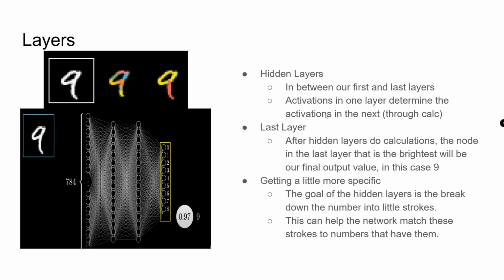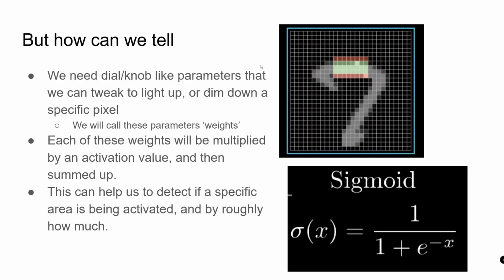Okay, so let's summarize this one here. We get an input, certain nodes will fire. When some algorithm is applied to these nodes, it causes nodes in the second layer to fire. And then again, with an output applied to these, other nodes will fire in the next layer, and so on until we get to the output layer. All right, now, but how can we tell? How can we tell that there is some stroke in an area?